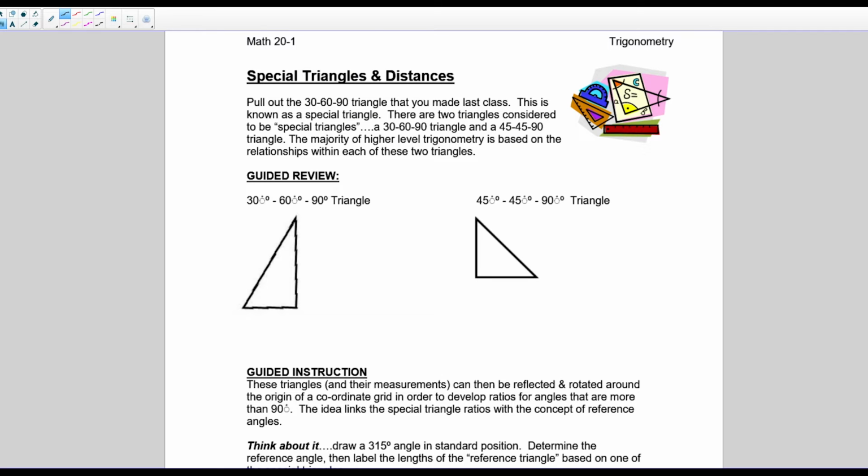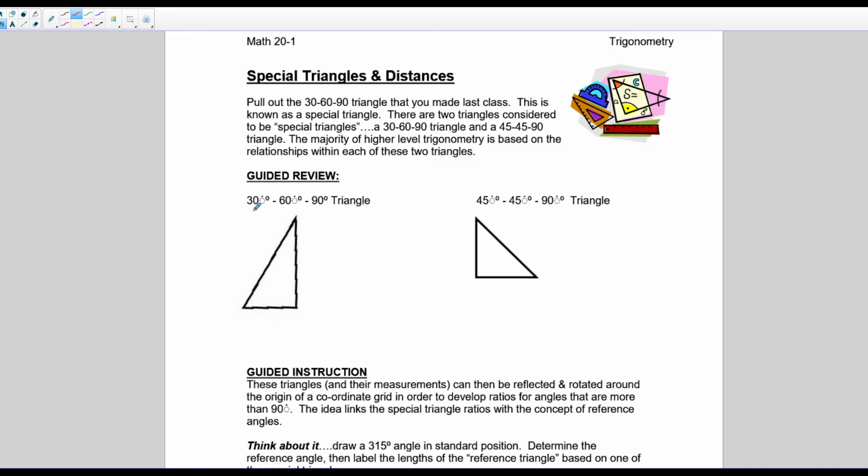What we're going to do next is look at what we call special triangles. Now, the reason why we explore these might not become very apparent right away, but essentially the reason why we study these or learn about these is that they become the building blocks for the rest of trigonometry in high school and in university.